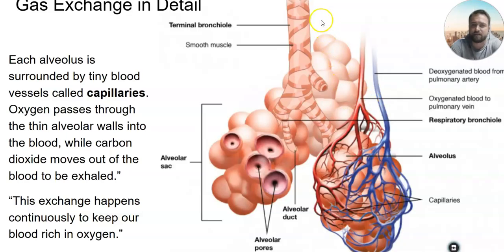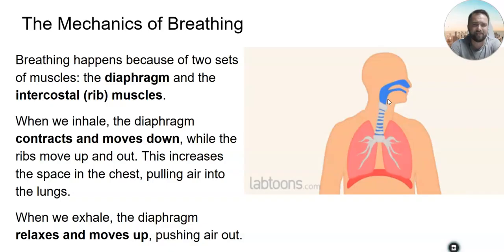So you can see here, as your bronchiole splits up into alveoli, you've got an alveolar sac. Then there's some ducts and alveolar pores. Look at all of these capillaries surrounding our alveoli sacs. Isn't that just amazing? So, the mechanics of breathing.